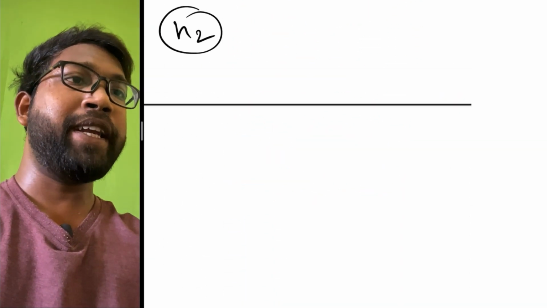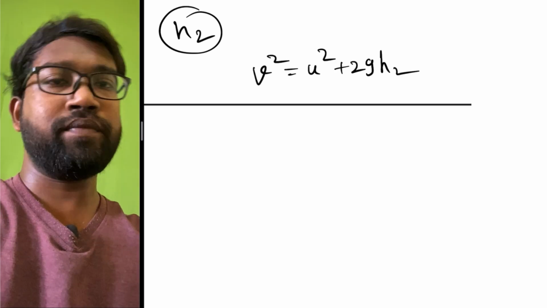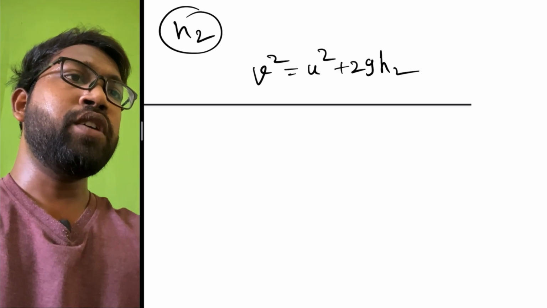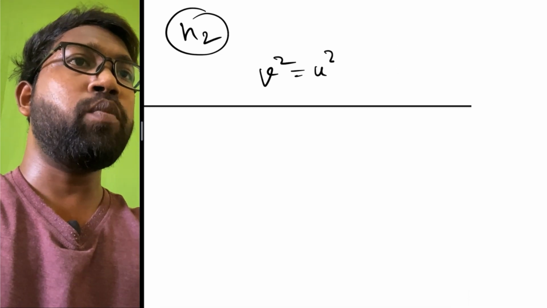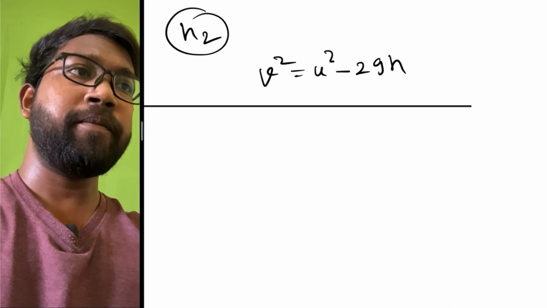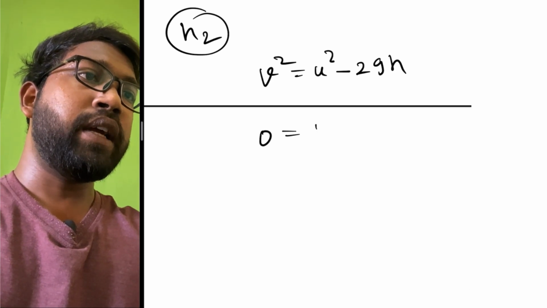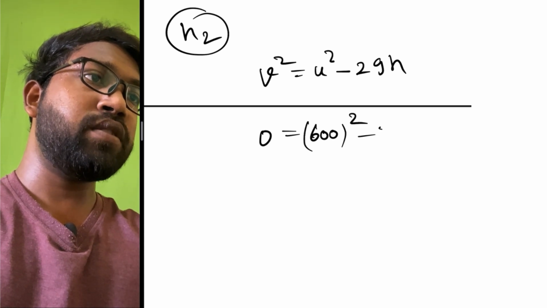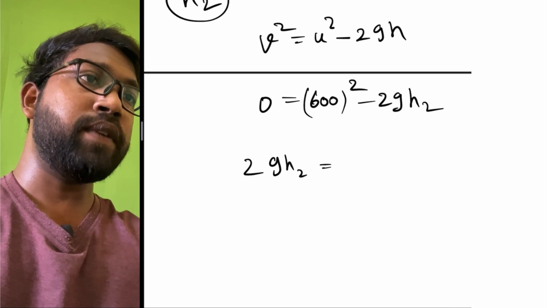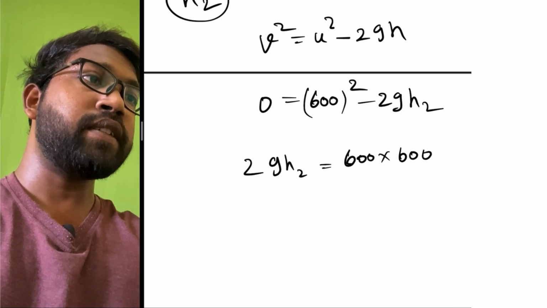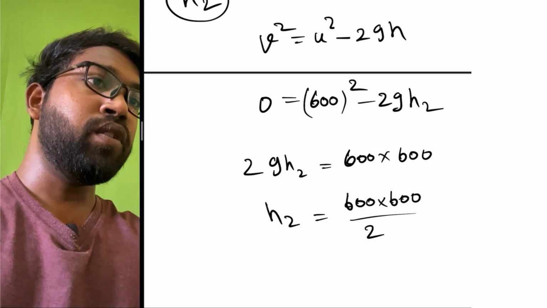How to find H2? Let me take the second equation: v square equal to u square plus 2g H2. Here we have to put a minus there. Why? Because we are moving against gravity. Minus 2gh. Let me apply the conditions. Final velocity becomes 0. It is 600 square minus 2 into g h2. So 2g h2 is equal to 600 into 600. H2 equal to 600 into 600 divided by 2 into g.